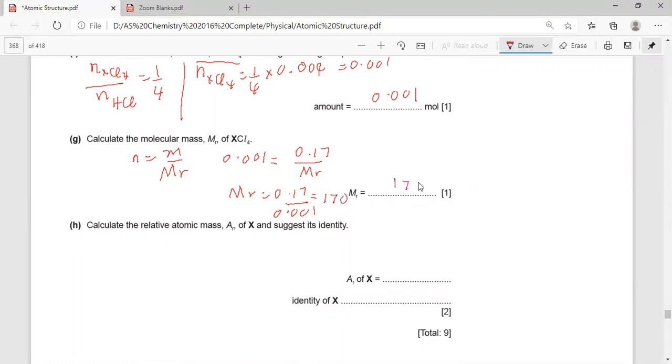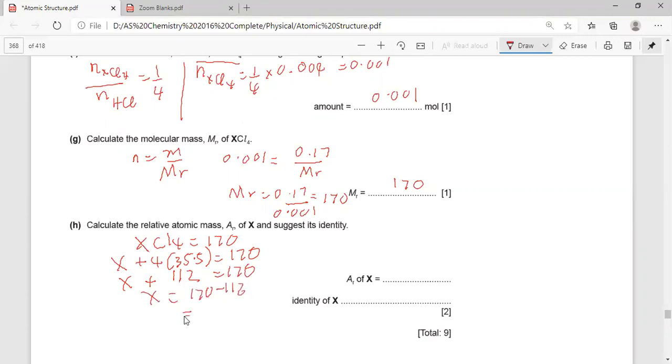Okay, 170. Right. So what is the relative atomic mass of X? Very simple. Remember, XCl4 equals 170. So X plus 4 times 35.5 equals 170. This 4 times 35.5 equals 142. So X equals 170 minus 142. Sorry, I said 112 earlier, what am I doing? It's 142.